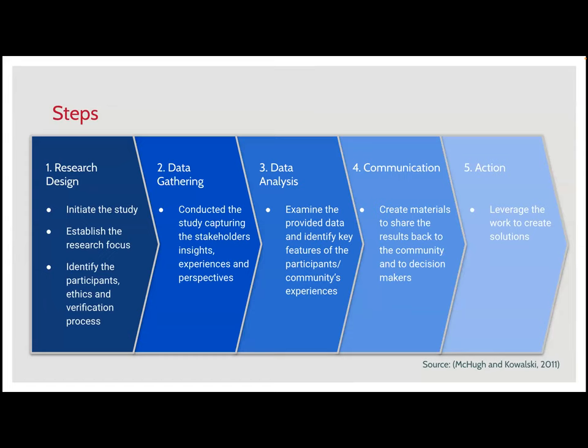So what are the basic steps for this type of work? First is research design. That's where you initiate the study. Get the focus of what type of data you want to collect, and you identify the participants, any ethical considerations that need to be done, and a validation or verification process to confirm that that data is actually accurate. Then you engage in the next step, which is the data gathering process, and that's where you conduct the study, the PGIS event, where you capture stakeholders' insights, experiences, and perspectives. Things that are kind of harder to see in just pure geographic data on its own.